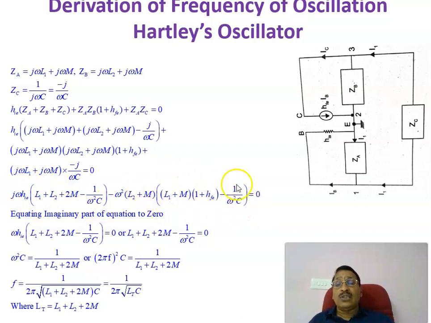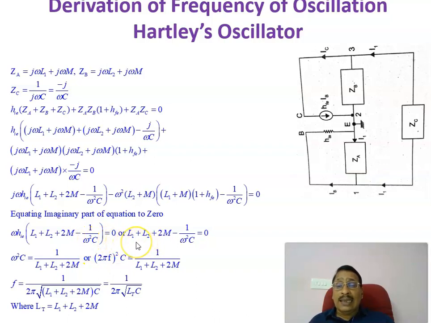Now to get the frequency of oscillation, normally we equate the imaginary part to 0, because the total phase shift should be equal to 360 degrees. Therefore, the imaginary part should be equal to 0. Equating the imaginary part of this equation to 0, we get omega (L1 + L2 + 2M) minus 1 by omega square C, equal to 0.